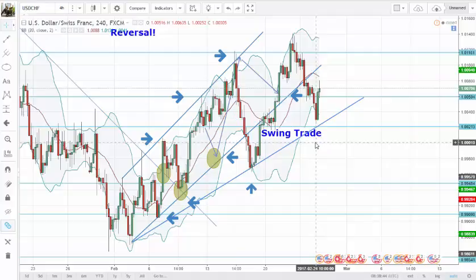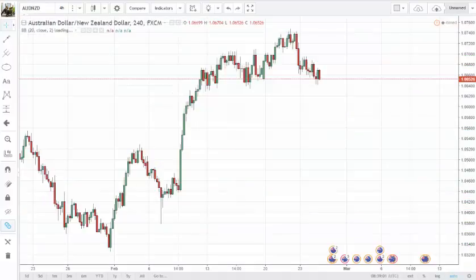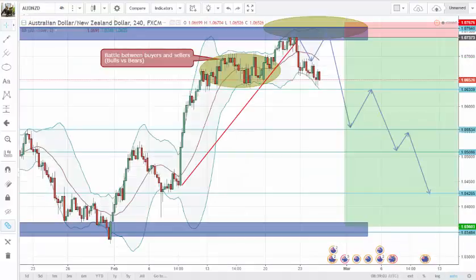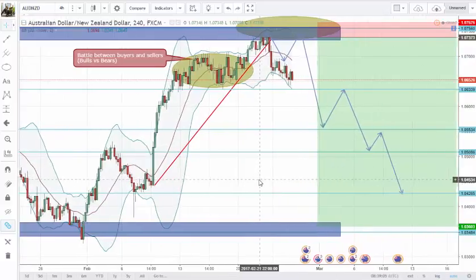Dollar strength, it's all about dollar strength. If the dollar continues to get back momentum and move back up, this one will move up. US dollar, euro will move down, and the Australian US dollar will move down as well. And then another currency pair is the Australian dollar, New Zealand dollar.